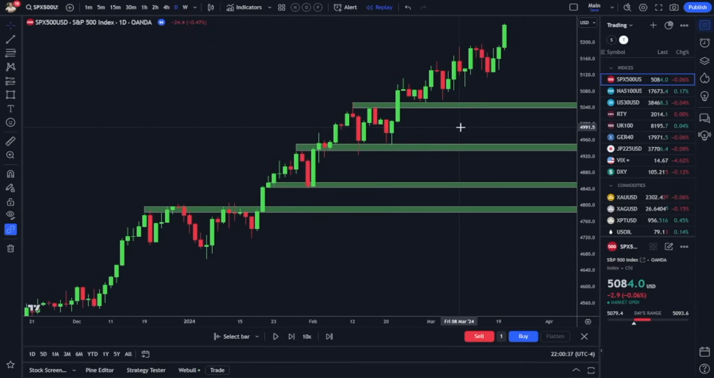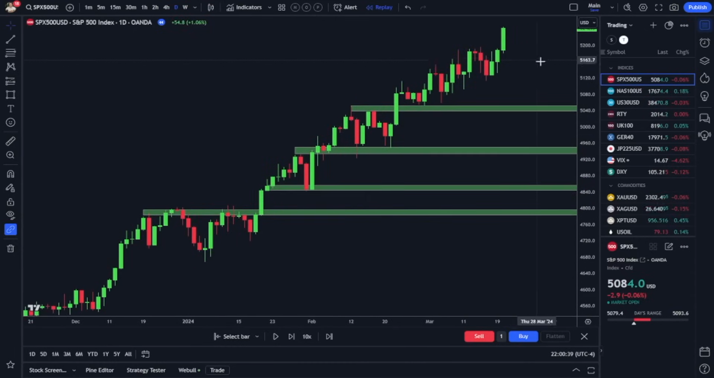So anyways, now that we have a clear upward trend, basically what I'm looking for is, when you have these key levels, each time it retests one, I'm looking for it to find support pretty quick.